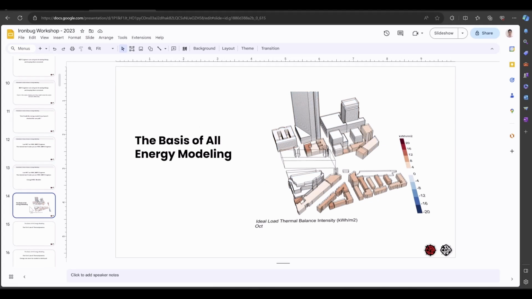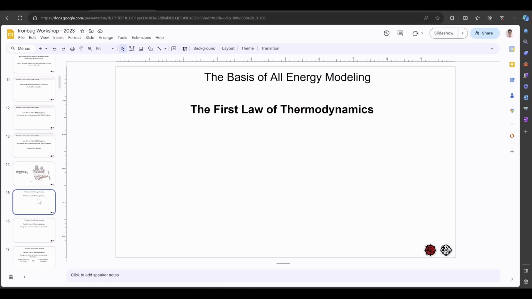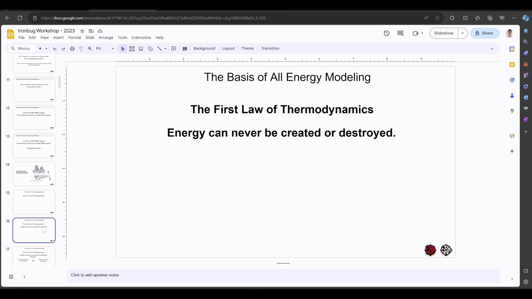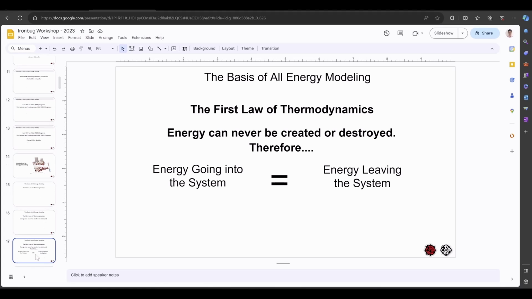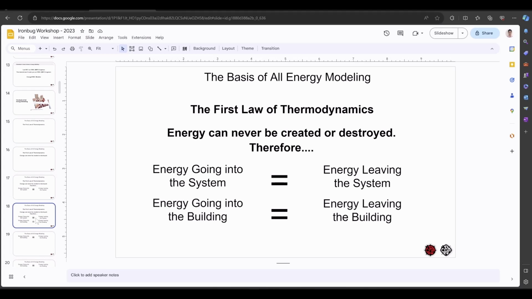Now let's start with the basics of our energy modeling. First of all, I think it's very important to remember the first law of thermodynamics, which is that energy can never be created or destroyed. That means in our energy modeling world, the energy going into the system equals the energy leaving the system. And the energy going into the building equals all energy leaving the building.